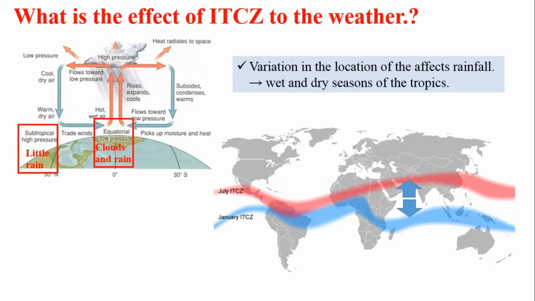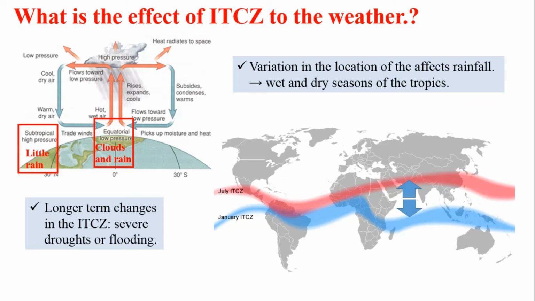Variation in the location of the ITCZ dramatically affects rainfall in many equatorial nations, resulting in the wet and dry seasons of the tropics. Longer-term changes in the ITCZ can result in severe droughts or flooding in nearby areas.